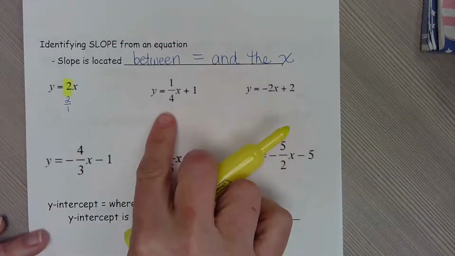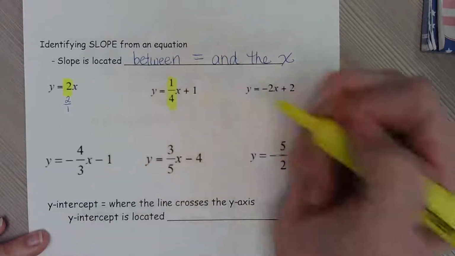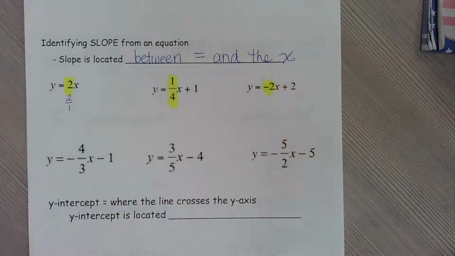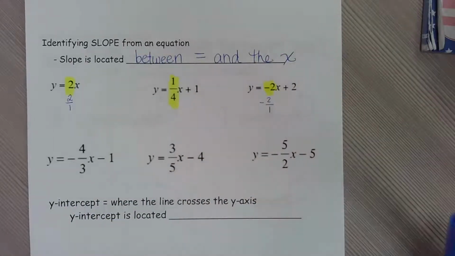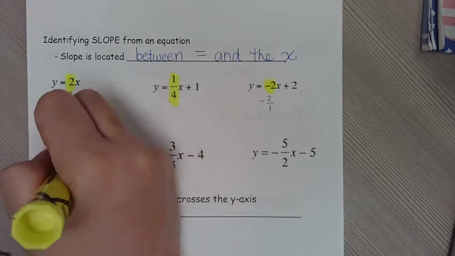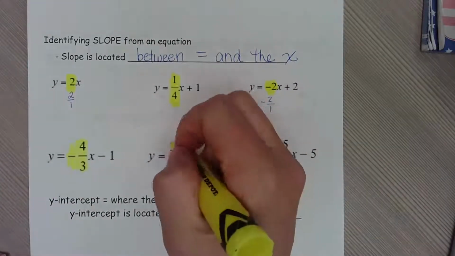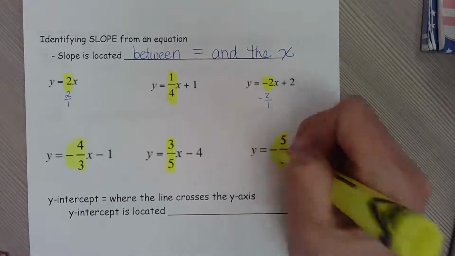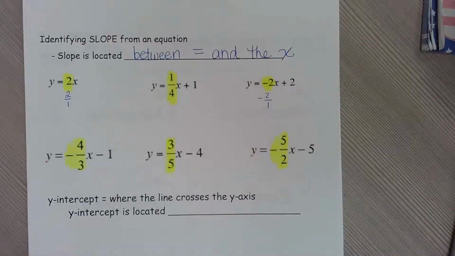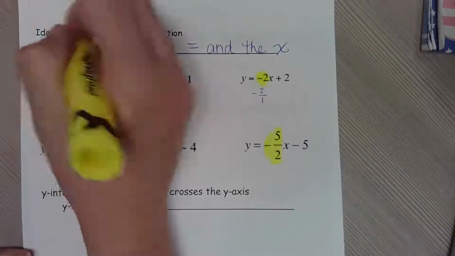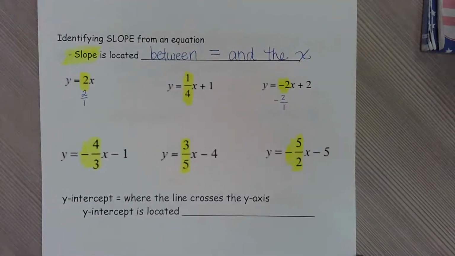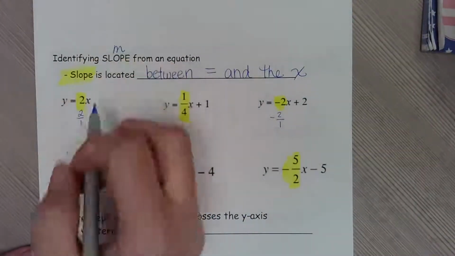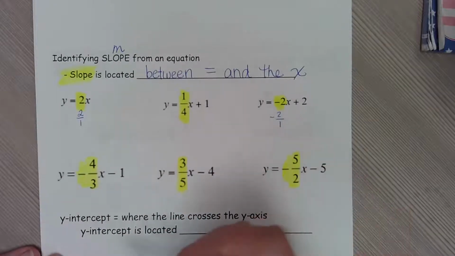And this one right here, slope is 1/4. And this one right here, slope is negative 2. If we wanted to write that as a fraction, negative 2 over 1. And this one, negative 4/3. And this one, 3/5. And this one, negative 5 over 2. Okay, so again, slope is located between the equal sign and the x. By the way, the abbreviation for slope, you would think it'd be S, right? Nope, it's M. All right, so M is 2, M is 1/4, M is negative 2, etc.